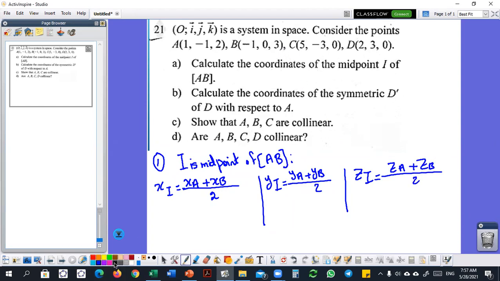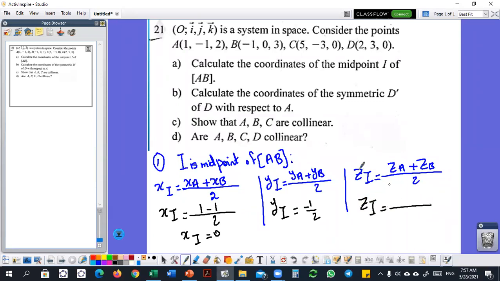Now the second step is to replace A and B coordinates and then you find I. So X of I is equal to X of A, which is 1, minus 1, over 2. So X of I is 0. For Y of I, we look at Y of A and Y of B over 2. We can directly write the answer. When minus 1 and 0, it's minus half, minus 1 over 2. With Z of I, we look at Z of A and Z of B and divide them over 2. 2 and 3, it is 5 over 2.